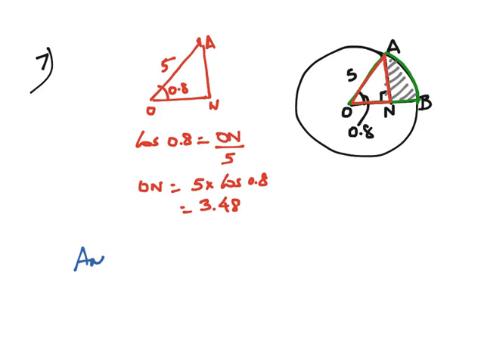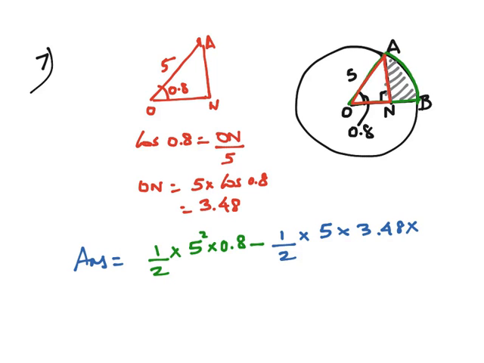Okay. So from now you can easily find the answer. The answer is the area of the sector, which is half r squared, which is 5 squared, into theta, which is 0.8, minus the area of the triangle, which is, let me use the blue color, half multiplied with the two adjacent sides, which are 5 and ON, which is 3.48, multiplied with sine of the angle between them, which is sine of 0.8. If you type this expression in your calculator, you will get the correct answer.